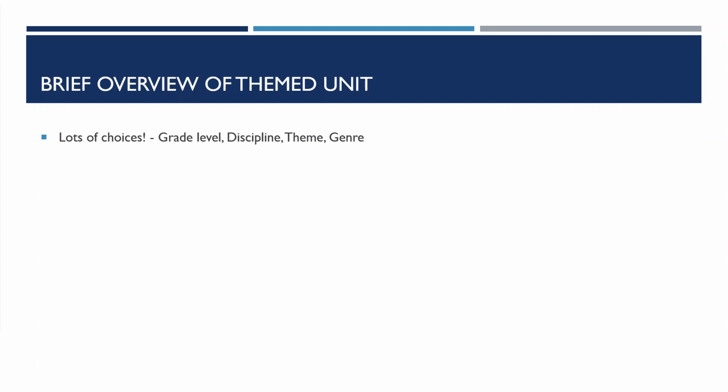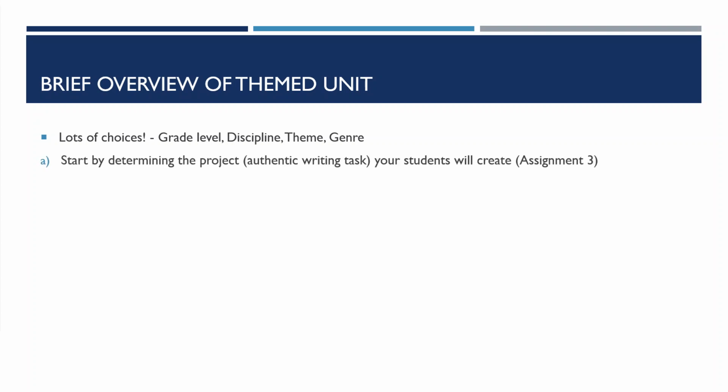Many of you have probably created kind of a mini unit in a past course. I know I've had quite a few of you in Reading 2, or you did complete Reading 2 at SUNY New Paltz, and you do create a themed unit within that class. And this is kind of that unit multiplied by 10, I would say. Okay. So we start by having you determine the project that your students will create. We call that the authentic writing task. This is assignment 3.